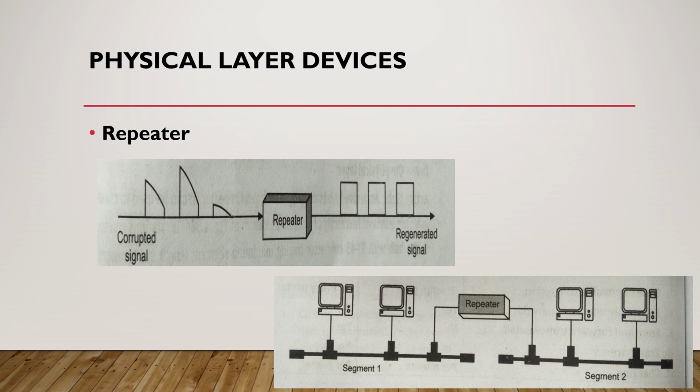Its job is to regenerate signal over the same network before the signal becomes too weak or corrupted, so as to extend the length to which signal can be transmitted over the same network. An important point to be noted about repeater is that they do not amplify the signal. When the signal becomes weak, they copy the signal bit by bit and regenerate it at original strength. So, it is responsible for regeneration of signal.